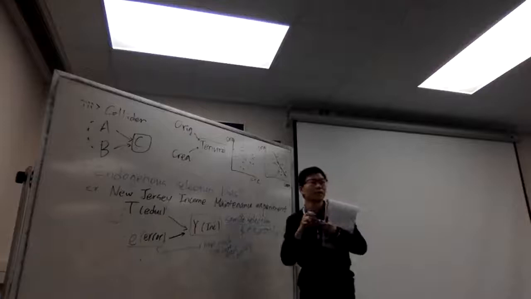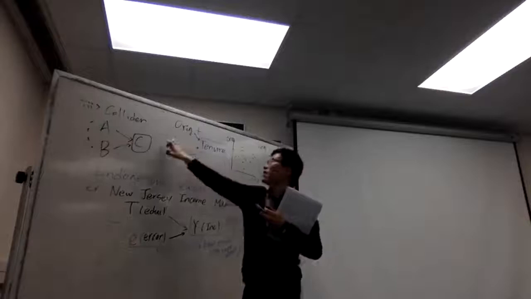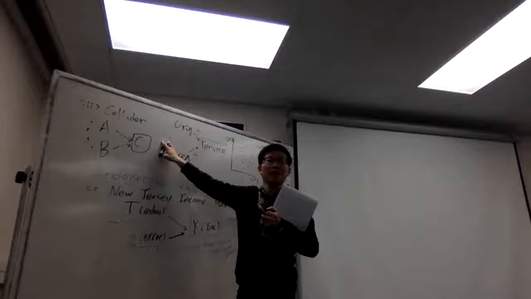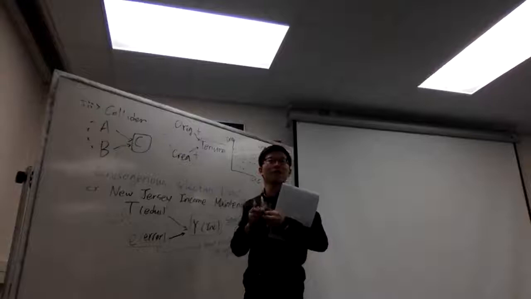And you might have noticed that the sign of this spurious association is the exact opposite of the product of these two path coefficients. Does that make sense? Why is that? Let me try to make sense of it.